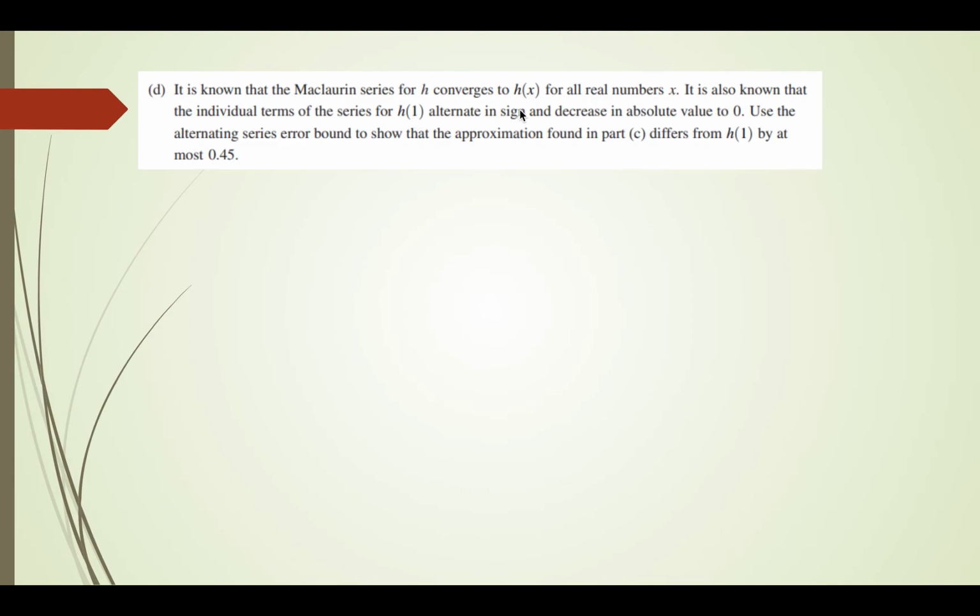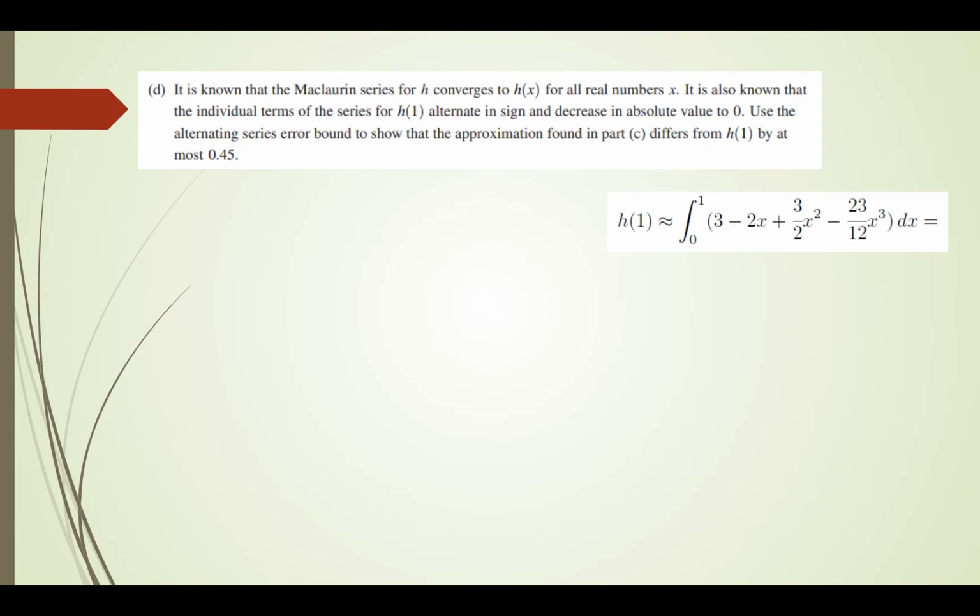And they decrease. It just means that as you extend h out, your terms get smaller and smaller and smaller, and they're approaching 0. So use the alternating series error bound to show that the approximation found in part C differs from h of 1 by at most 0.45.